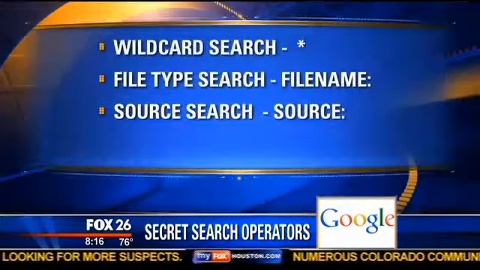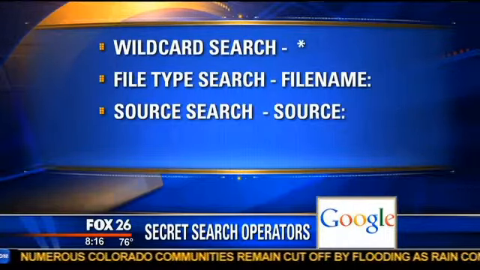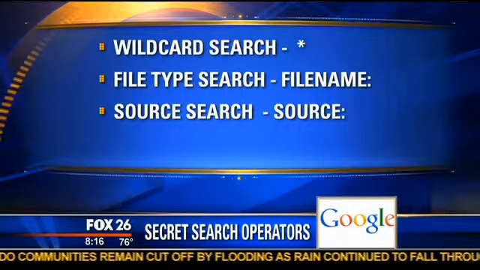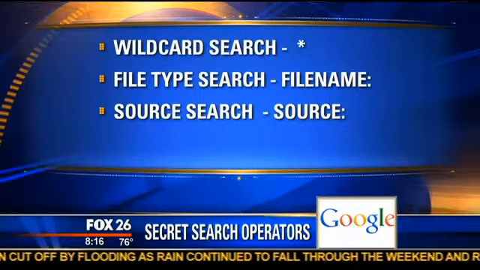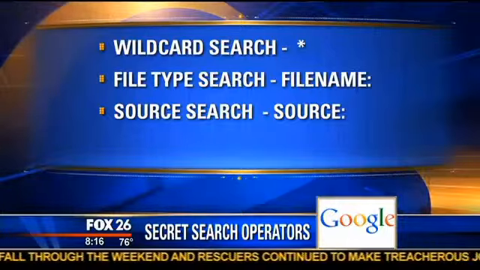Okay, so what are they then? They're pretty much little advanced things you can add into your Google search to help you get very precise information. Okay, so the first one is a wildcard search. How do we do that? Well, I'll get on right now and actually show you how to use different ones. The first one is called a wildcard search, and that uses the asterisk.